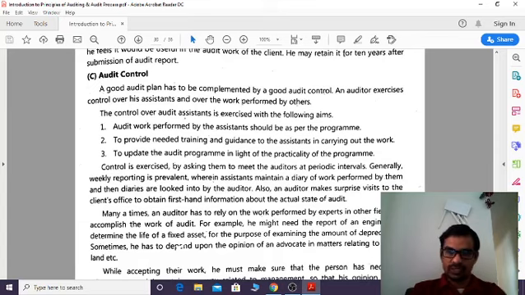We know audit is a process, and whenever this process is performed by the auditor, the proper controlling system should be implemented by the auditor. With this controlling system, the auditor can have a timely review of what work has been done and what has to be done, and therefore the auditor has to implement the proper audit control system.